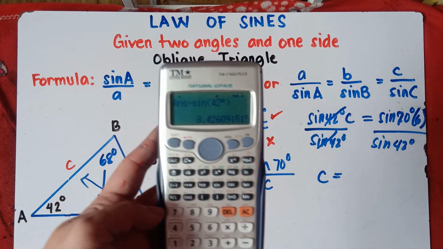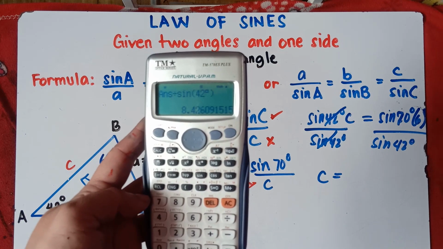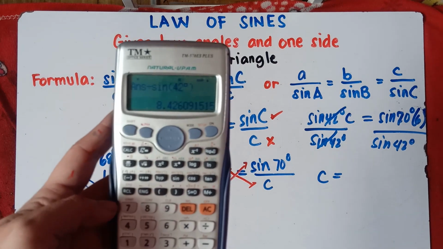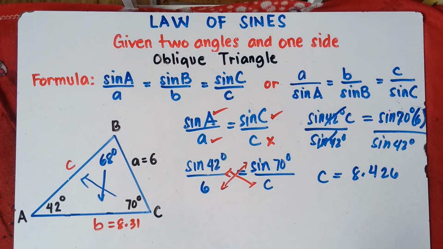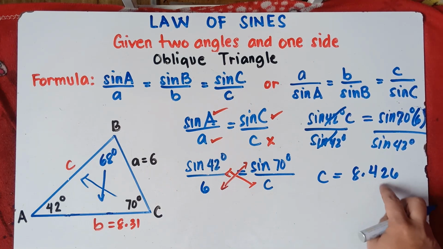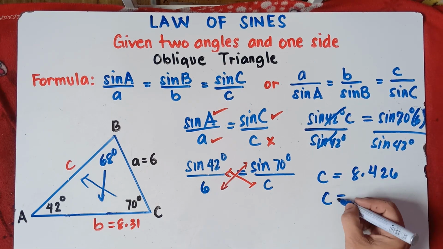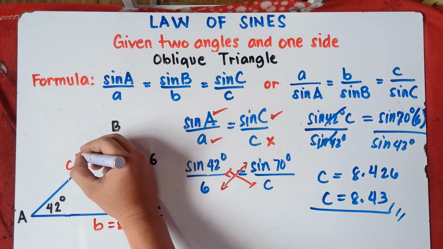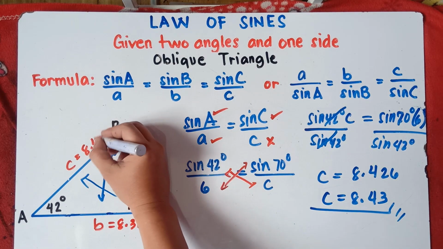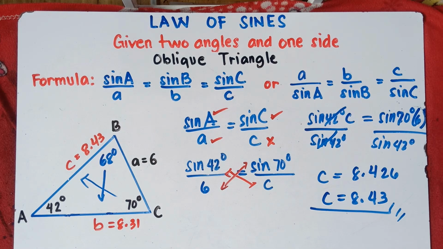So you will have 8.426426. After 2, that is 6, so we need to round up. Once again, we need to have two decimal places. This will be C is equal to 8.43. Round up, class, because this is 5 or greater, you need to round up. That's the value of your C, class. 8.43. All set.